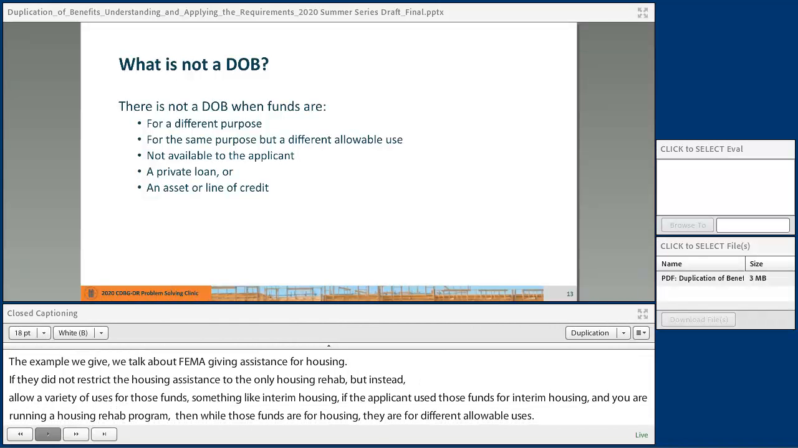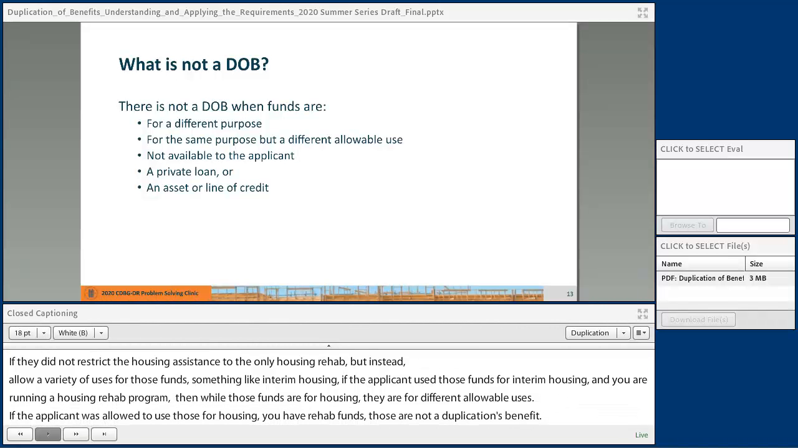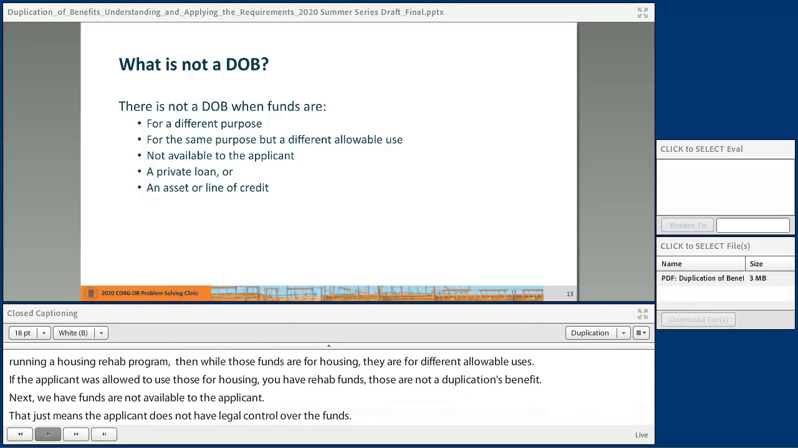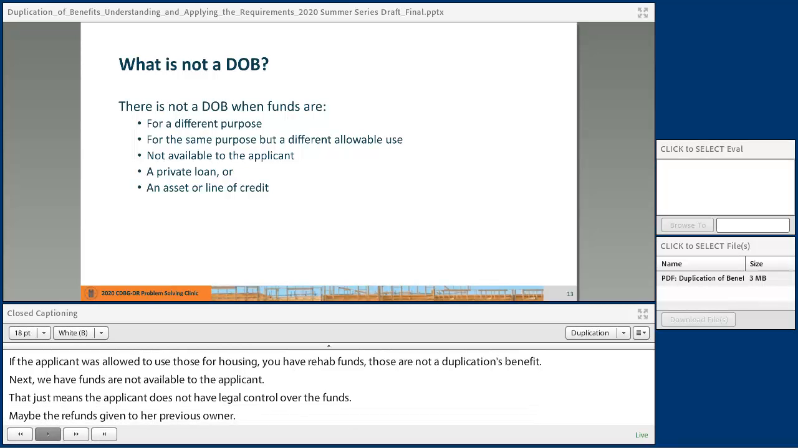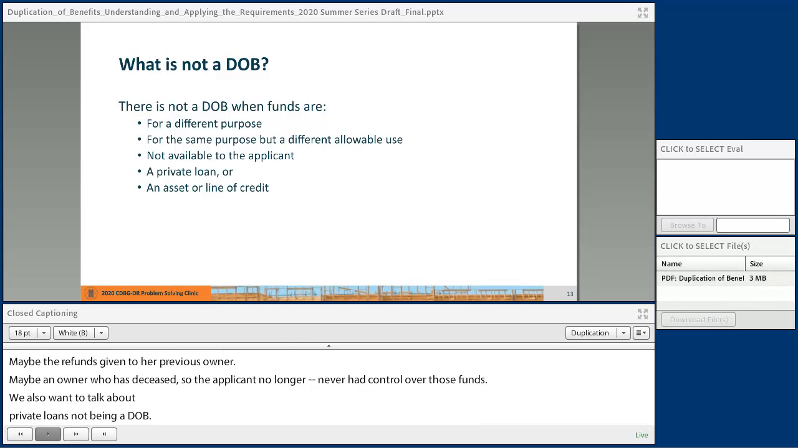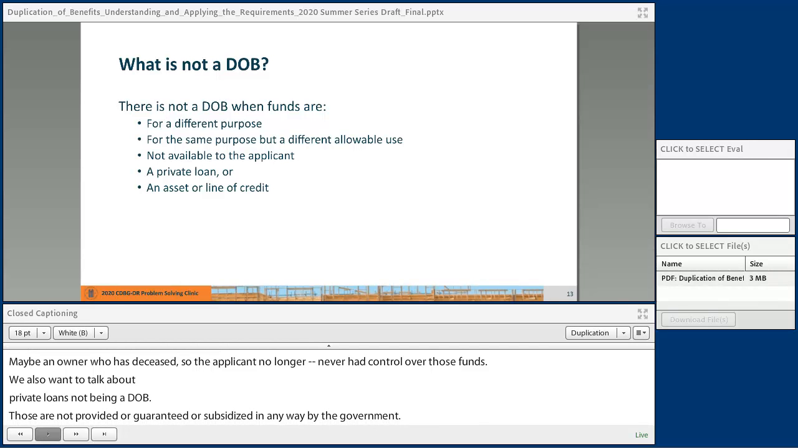Next, we have funds that are not available to the applicant, and that just means the applicant doesn't have legal control over the funds. Maybe they were funds given to a previous owner, maybe an owner who has deceased, and so the applicant never had legal control over those funds. We also want to talk about private loans not being a DOB, so those are loans that are not provided or guaranteed or subsidized in any way by the government. And then any personal assets or lines of credit that an applicant takes out would also not be a DOB.